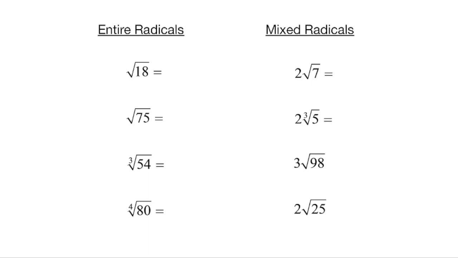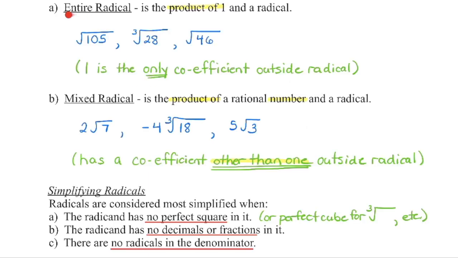An entire radical is also a product of a number times a root, but in each of these cases, the number that we're multiplying out front is a 1. So it appears as though everything is under that root sign. An entire radical is 1 times a radical. A mixed radical is any other number than 1 times a radical.